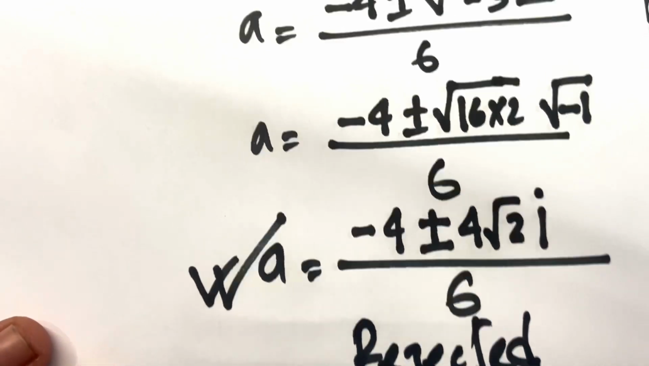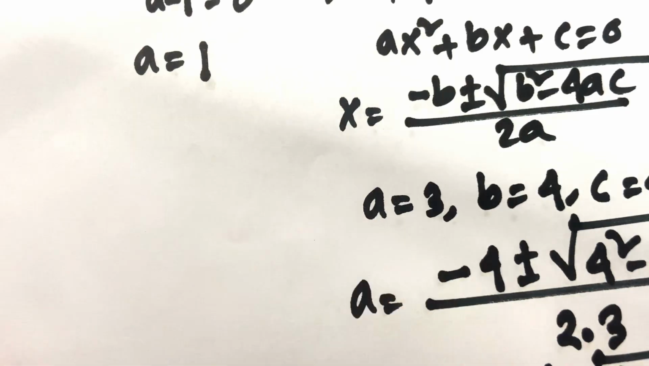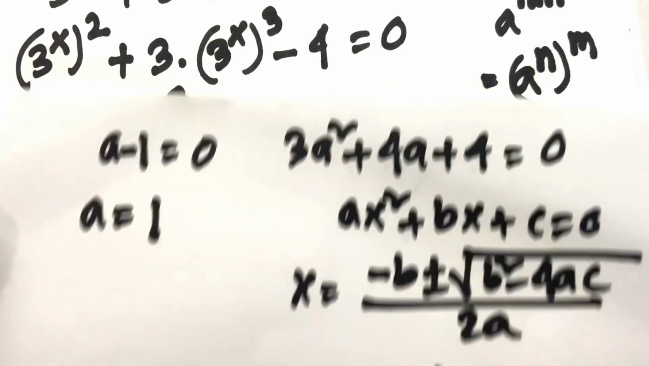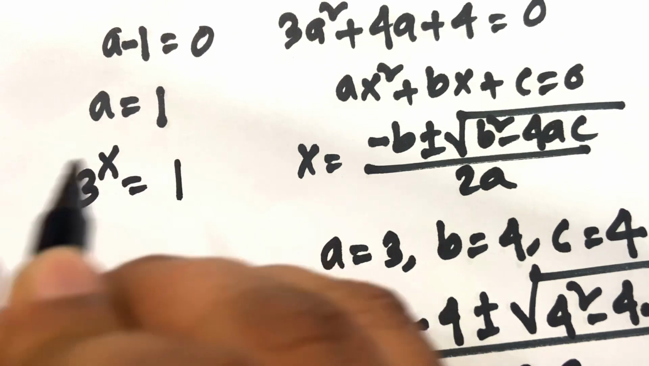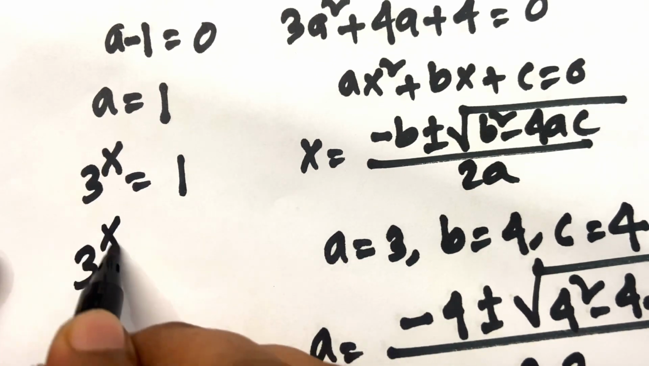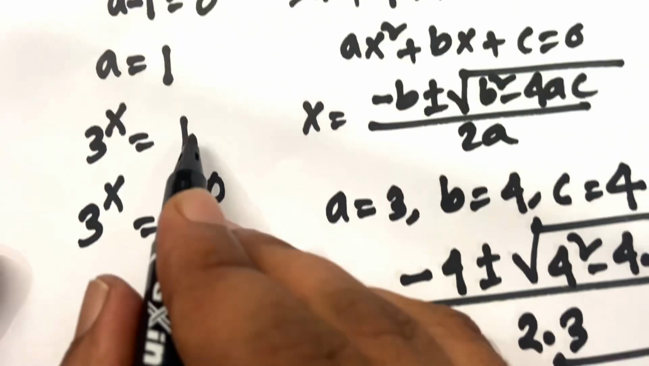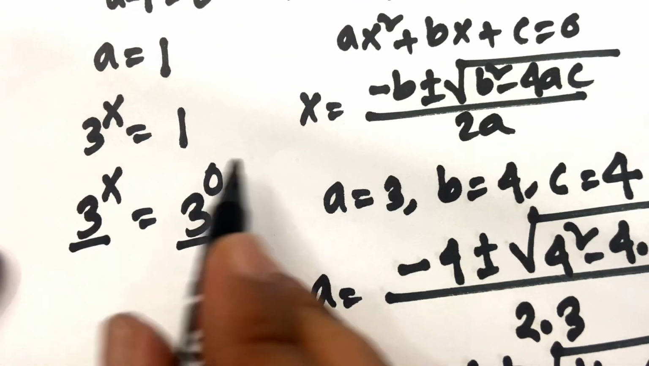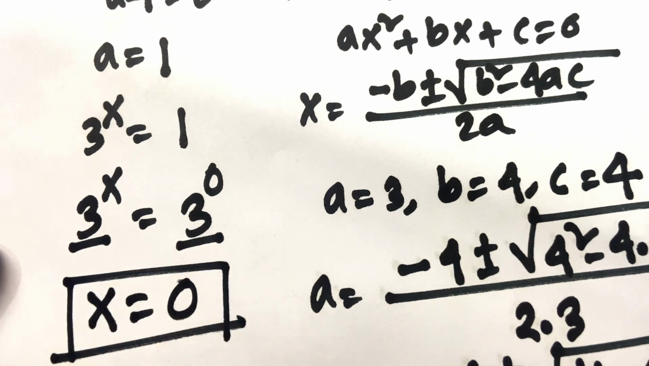I need a real value. So our first case is a is equal to 1. Remember that a is equal to 3 power x, so 3 power x is equal to 1. So 3 power x is equal to 3 power 0, because 3 power 0 is equal to 1. The bases are the same, so the exponents are equal, so x is equal to 0. This is our final answer.